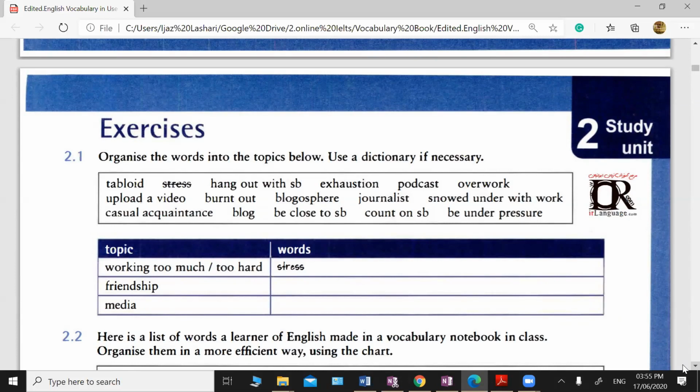Be close to somebody, count on somebody, be under pressure. Then the words: working too much, too hard. Then friendship, and then media. Now all these words above will come in three different sections. In your notebook, draw a box and write down the words which come under media, the words which come under friendship, and the words which come under working too much or too hard. And then we will check. I'll give you 3 to 4 minutes. So please put these words in different columns and then we will check the answers.